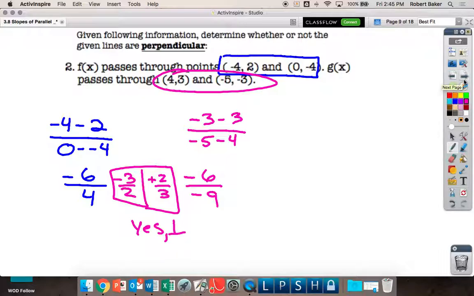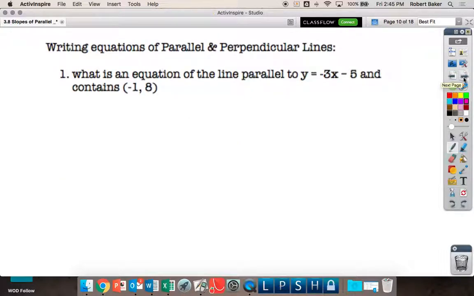So here's your lame-ish question. It says, write an equation of a line parallel to y equals negative 3x minus 5 and contains the point (-1, 8). So instead of writing all that, you can write this: parallel to y equals negative 3x minus 5 and must contain the point (-1, 8). So you can write that down and I'll get you the whole problem.